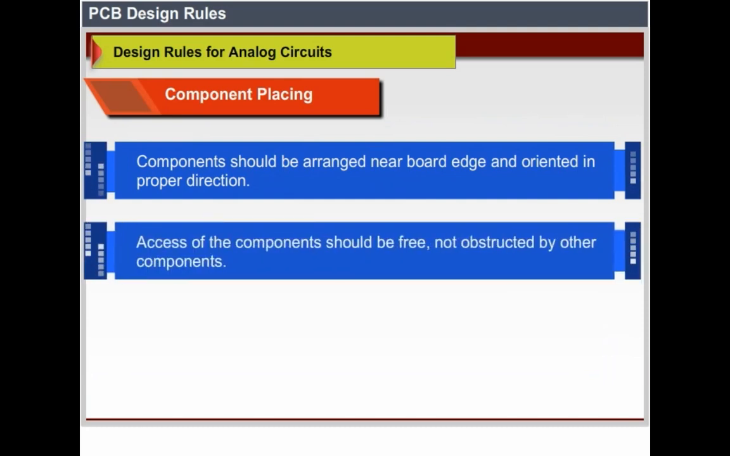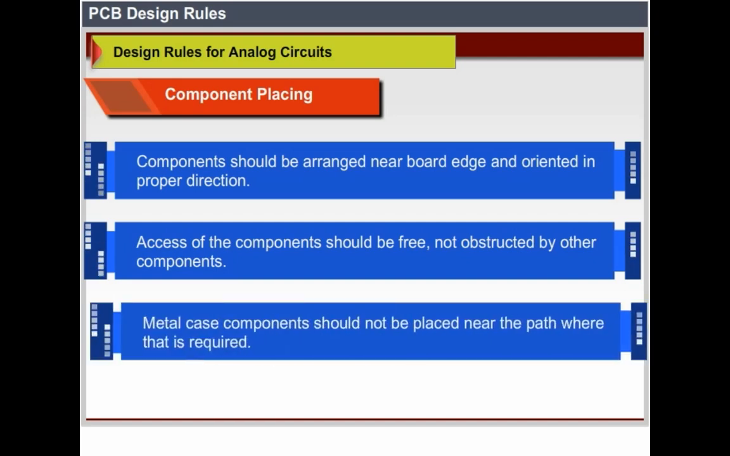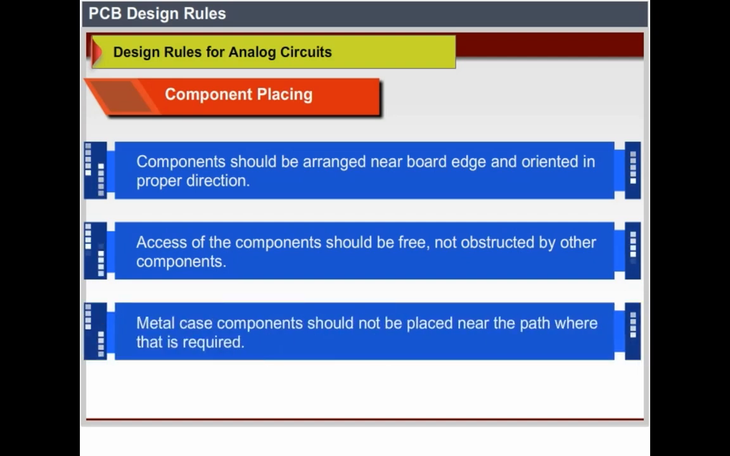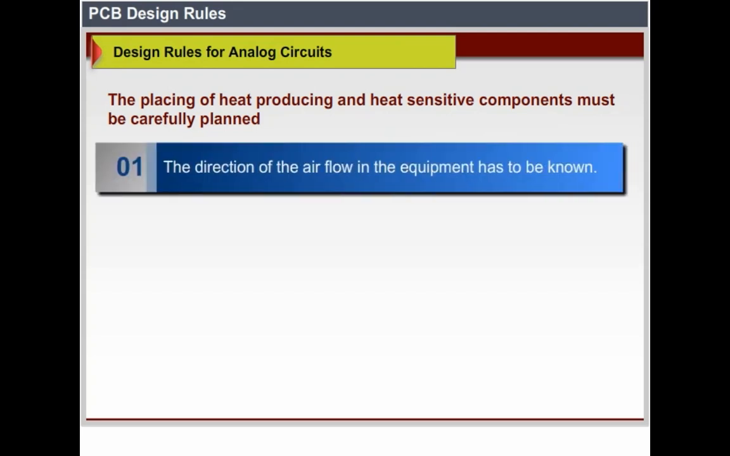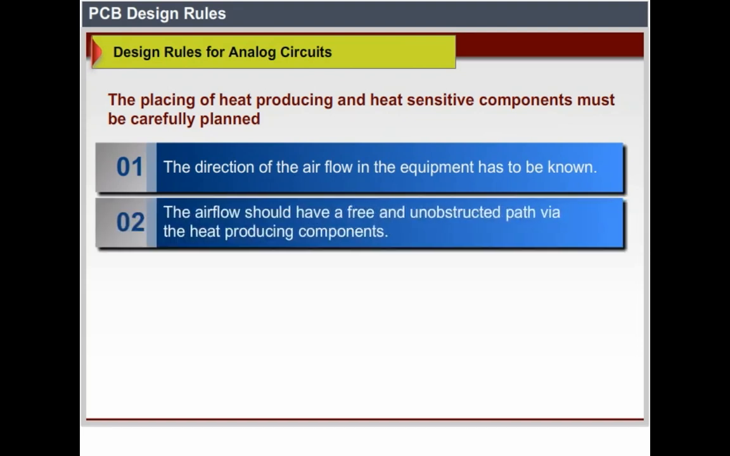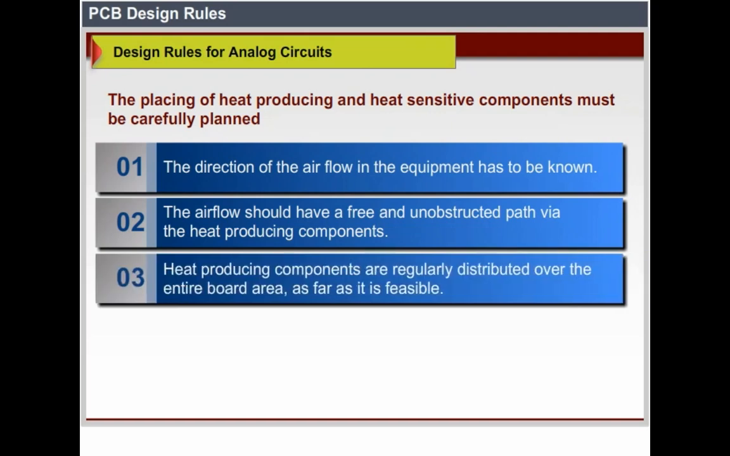Access to the components should be free, not obstructed by other components. Metal case components should not be placed near the path that is needed. The placing of heat-producing and heat-sensitive components must be carefully planned. The direction of airflow in the equipment has to be known. The airflow should have a free and unobstructed path via the heat-producing components.